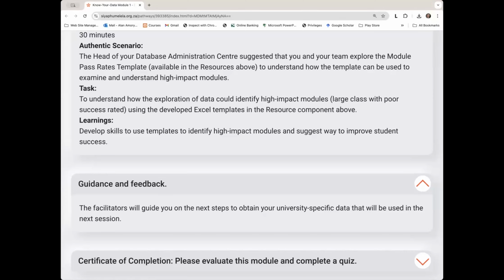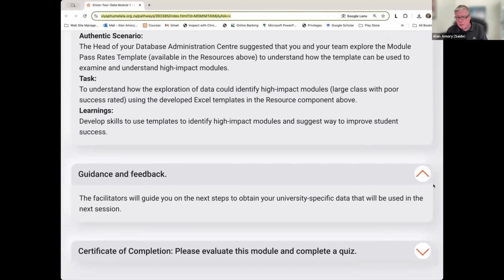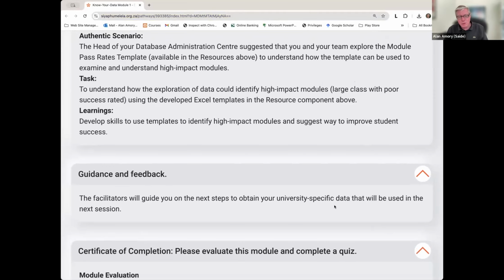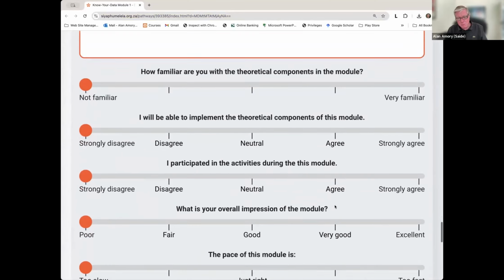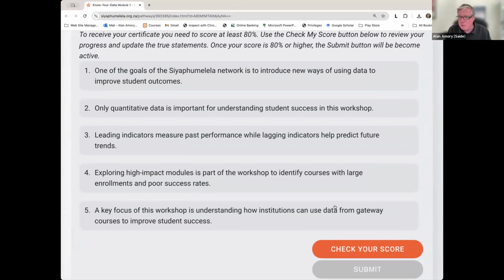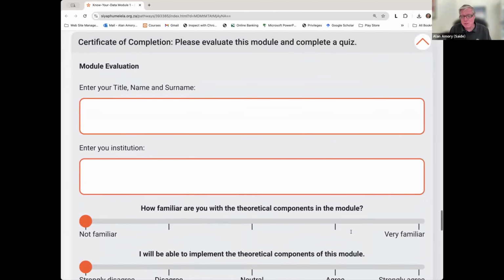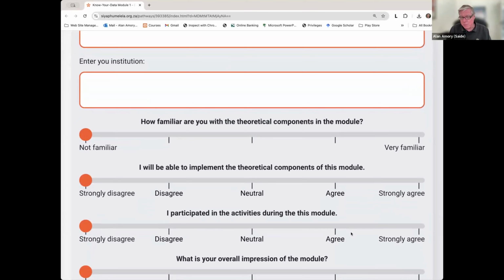So 100%, thank you very much. There's just one more thing that you need to do. If you want a certificate of completion, you need to go to the website. So you need to go to this website and you need to complete the module evaluation. And then there are 5 questions that you have to answer, and then you will get the certificate immediately. We would really appreciate it if you do this so that we can get some idea about how we can improve our engagement.